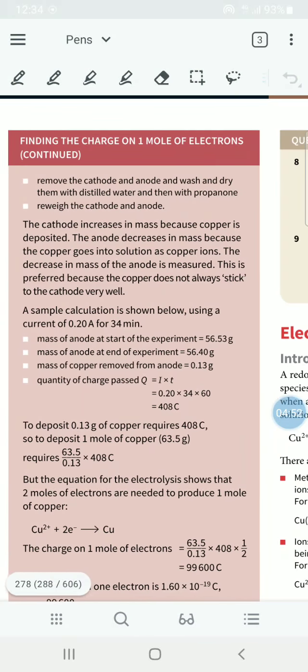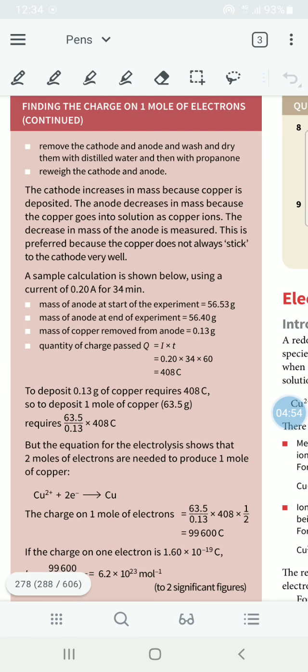transferred. Then remove the cathode and anode, wash and dry. You have to wash them with distilled water and then propanone to make sure that nothing else other than copper is on them.